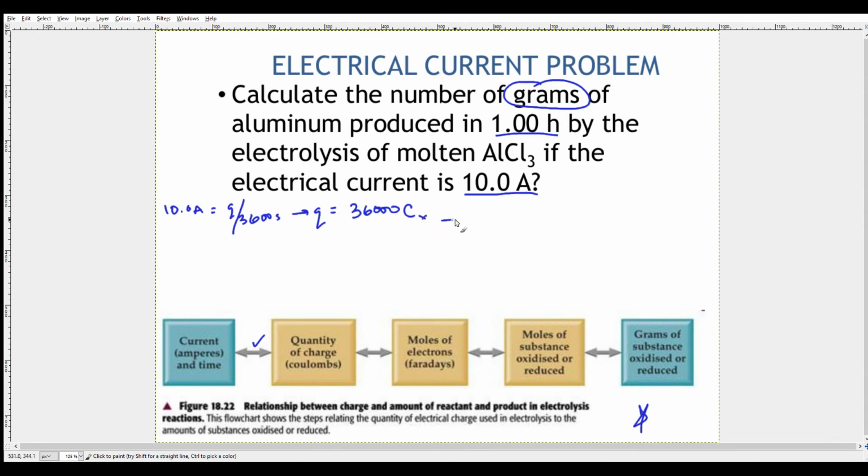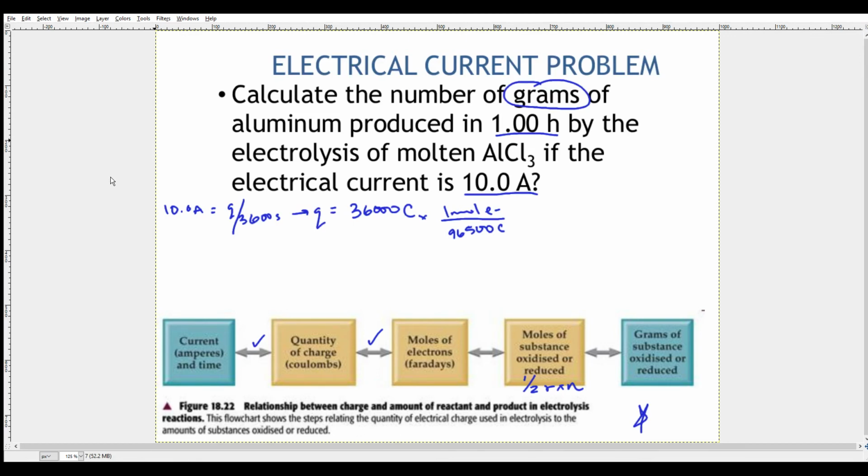Okay, well we just did that. 1 mole of electrons per every 96,500 coulombs. Okay, so that's done. Now we want to go from moles of electrons to moles of substance oxidized or reduced. Ooh, we haven't done that. So here's the trick. For this type of conversion, you need the half reaction.